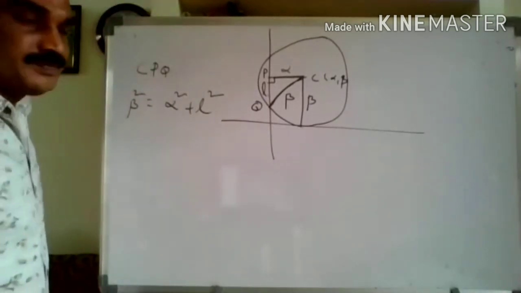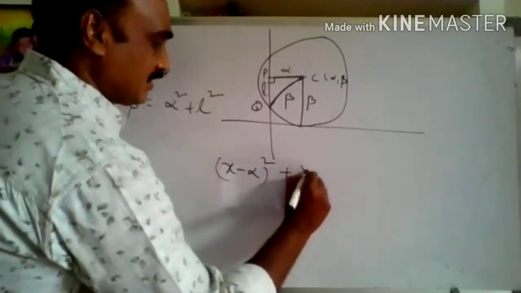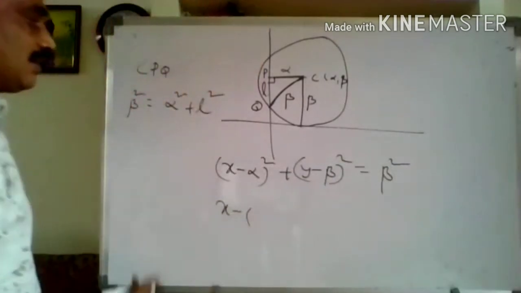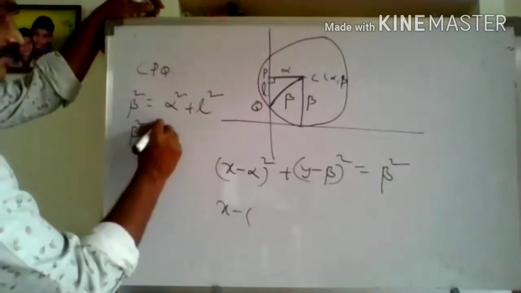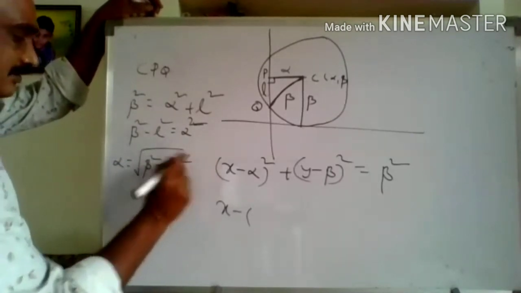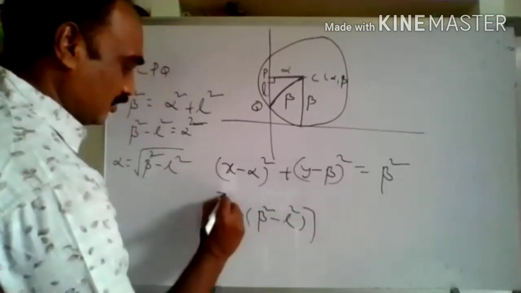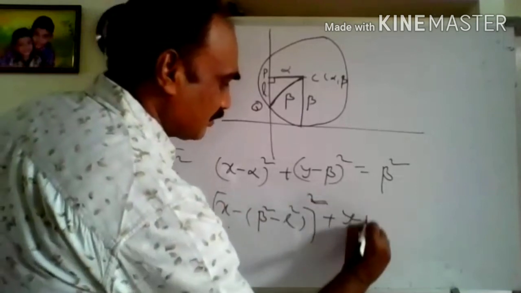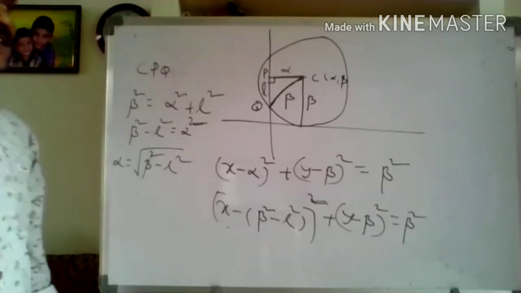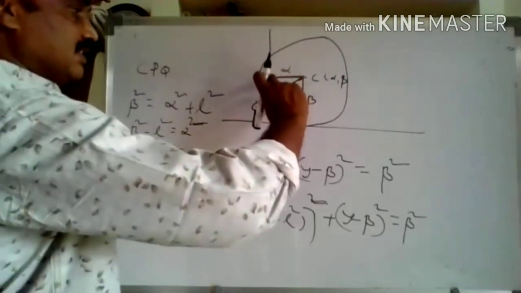What is the circle equation? Center (alpha, beta), radius beta: (x minus alpha) whole square plus (y minus beta) whole square is equal to beta square. Alpha square is equal to beta square minus L square, so alpha is equal to root of (beta square minus L square). So (x minus root of (beta square minus L square)) whole square plus (y minus beta) whole square is equal to beta square. So the circle touches the x-axis and intersects the y-axis with total length 2L. This is L.